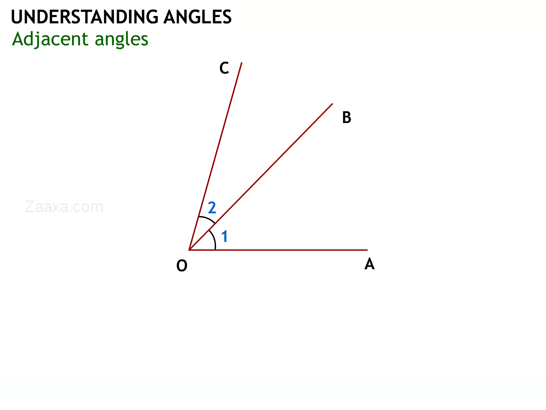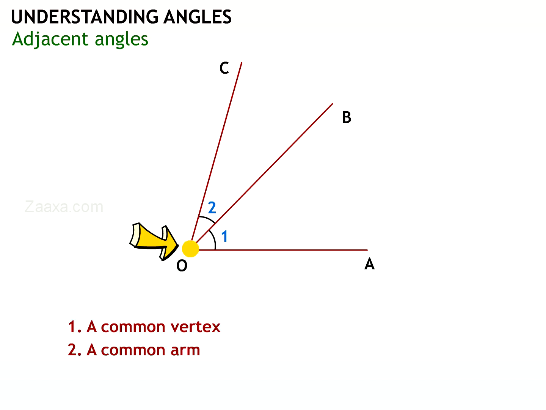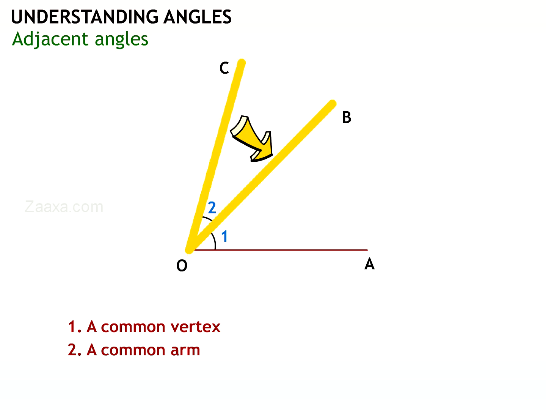Adjacent angles are a pair of angles that share a common vertex and a common arm. In the given figure, we can see that angles 1 and 2 are adjacent angles. They have a common vertex O. They share a common arm OB. We can see that the larger angle AOC is the sum of angles 1 and 2.